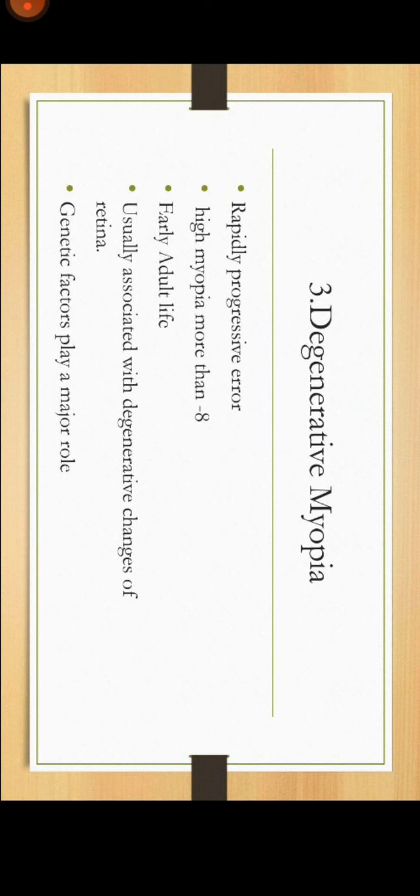Then the third type is degenerative myopia. Here it is a rapidly progressing error. In this case it is high myopia, or more than -8 diopter is seen in degenerative myopia, and mostly it is seen in early adult life, that is about 20 to 30. From this age it will start, and it is also usually associated with degenerative changes of the retina.